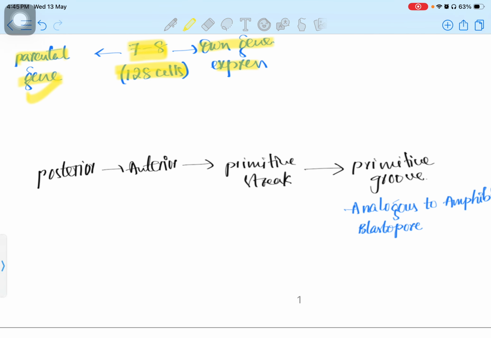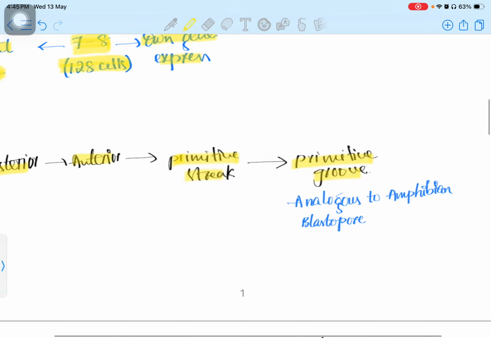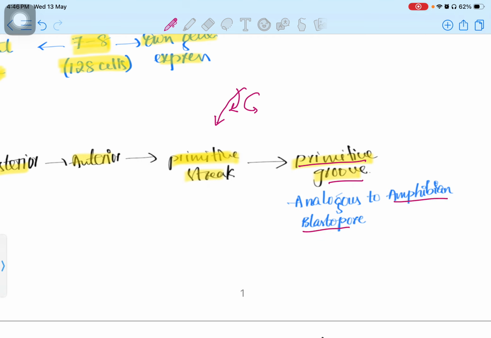Okay, and here parts like posterior and anterior will both form the primitive streak. With the help of the primitive streak, they will form the primitive groove. The primitive streak is, first you need to know this, like one type of inward movement of all the cells. The cells are migrating inside the region of the blastoderm. And the primitive groove is the region like where the blastopore is formed in amphibians. Amphibian animals, where the blastopore forms. The same happens in the chick also.